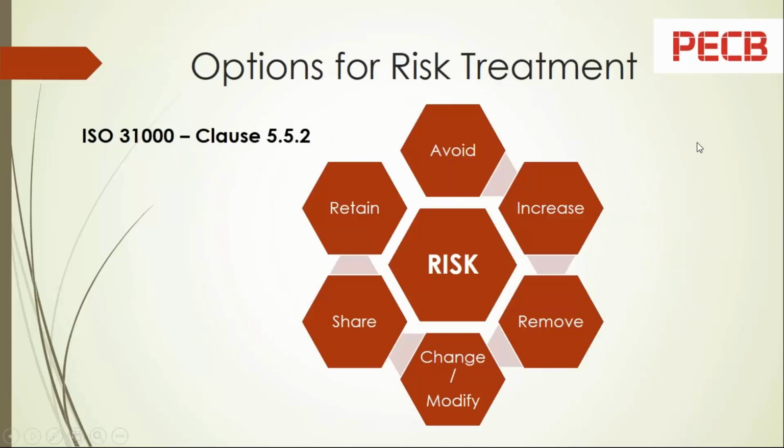Let's then look at options for risk treatment. And I have here on the screen several options that we would need to consider. Clause 5.5.2 of ISO 31000 deals with risk treatment options. We have several here. There's avoidance, and we'll go into that in a little while. There is increase, removal, changing or modifying the risk, sharing the risk, and then retaining the risk.